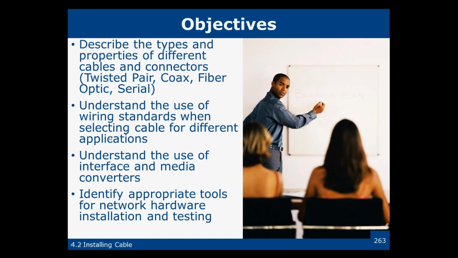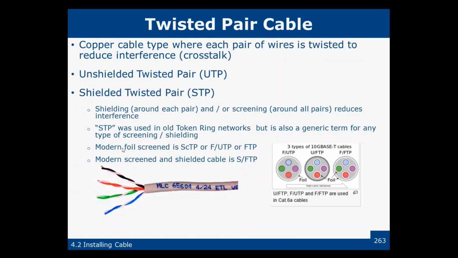Understand the use of interface and media converters. What that means is we're going to come in with fiber perhaps, or come in with twisted pair and leave with fiber, and that can be done. There are devices that do that, and switches do that in many cases also. Identify the appropriate tools for network hardware installation testing so that we can test our twisted pair to be sure that it actually has been created correctly.